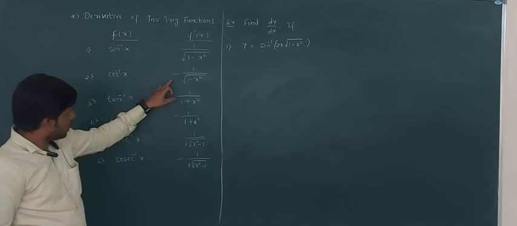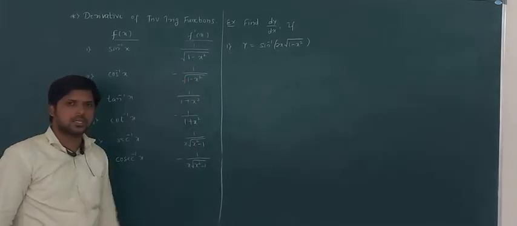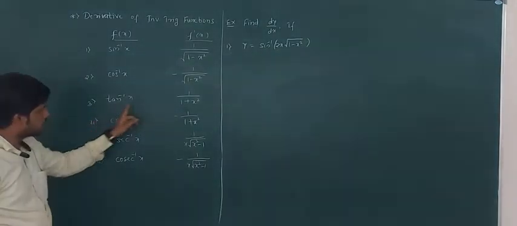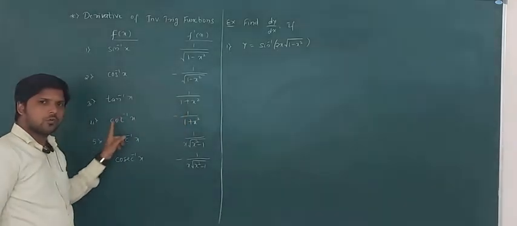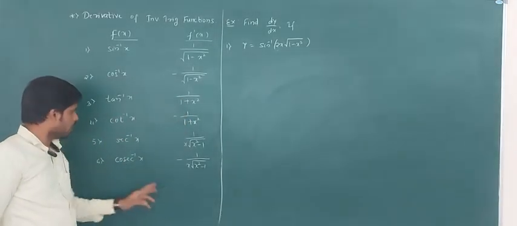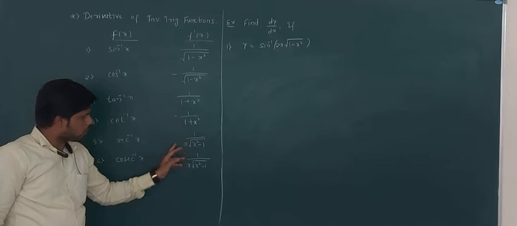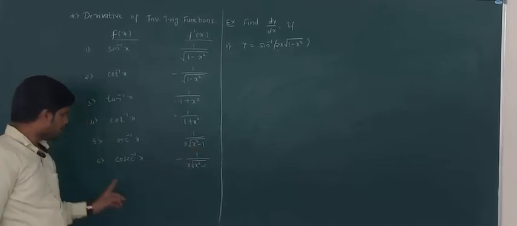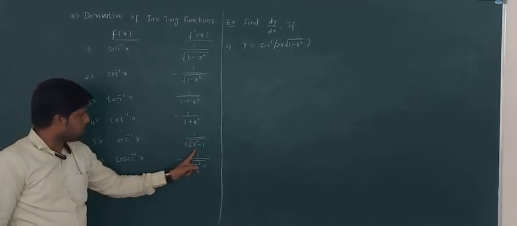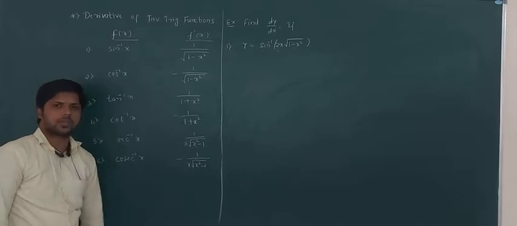Similarly, cos inverse is minus 1 upon square root of 1 minus x square. The third one, tan inverse, is 1 upon 1 plus x square. The fourth one, cot inverse, is minus 1 upon 1 plus x square. The fifth one, sec inverse, is 1 upon x into square root of x square minus 1. And cosec inverse of x is minus 1 upon x into square root of x square minus 1.